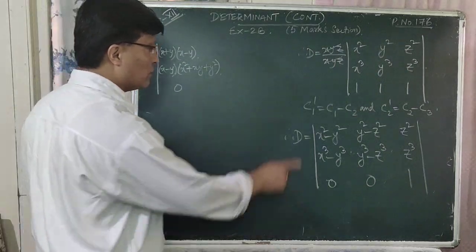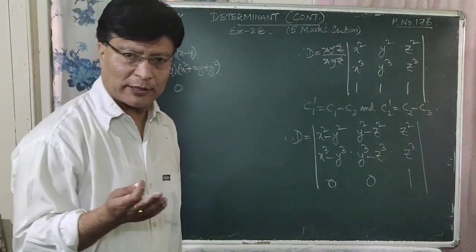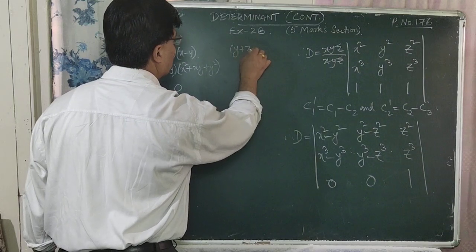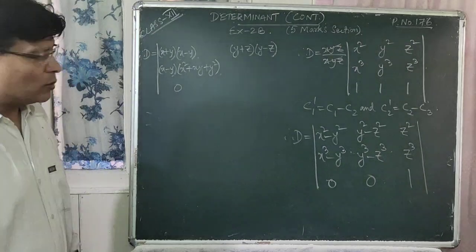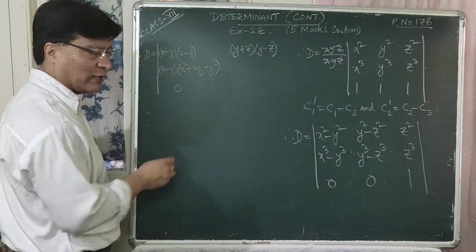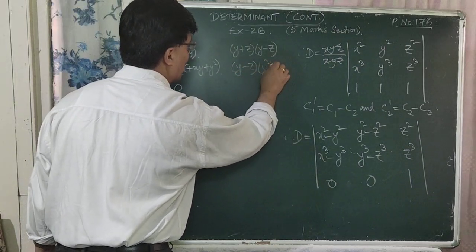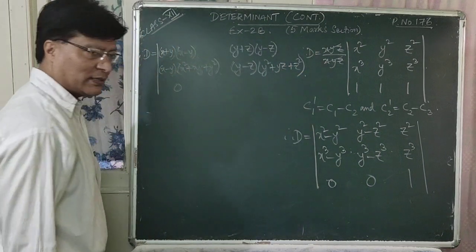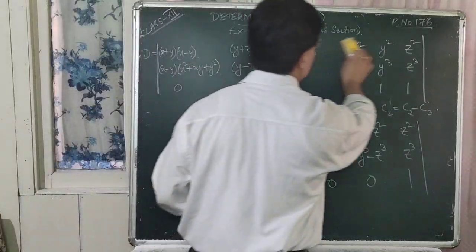Now what is the second column? You can again factorize it. Y square minus z square. A square minus b square, that is a plus b into a minus b, right? So it is y plus z into y minus z, alright? What is y cube minus z cube? So you have to use the factor formula here also. That is y minus z into y square plus yz plus z square, right? And then 0. Okay? So next.